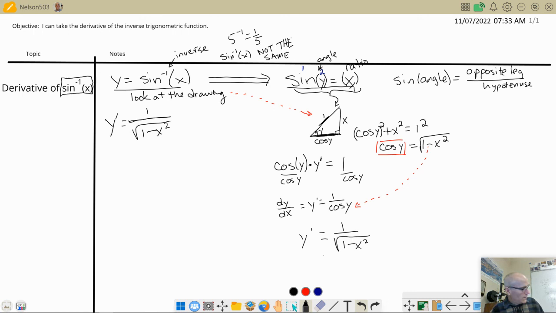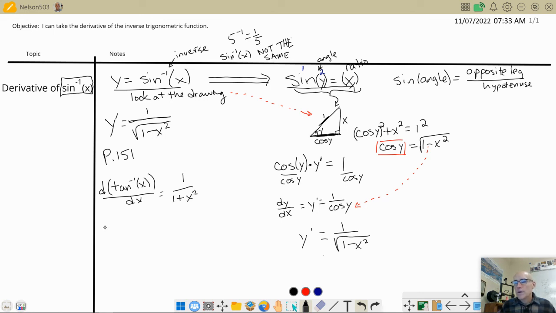Now, all the inverse trig functions are on page 151. So on page 151, they have something like this written down. The derivative of the inverse tangent function with respect to x is equal to 1 over 1 plus x squared.